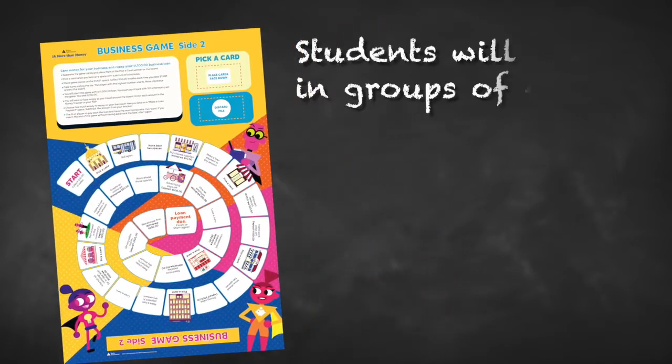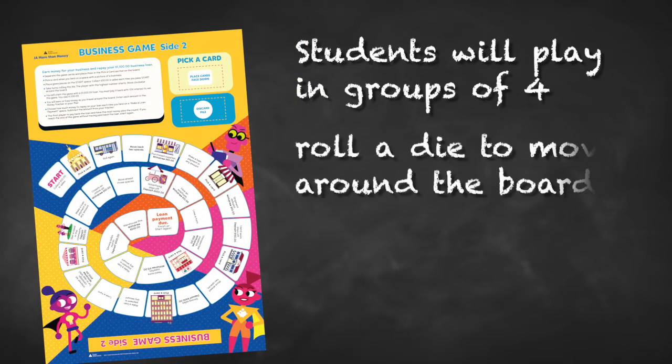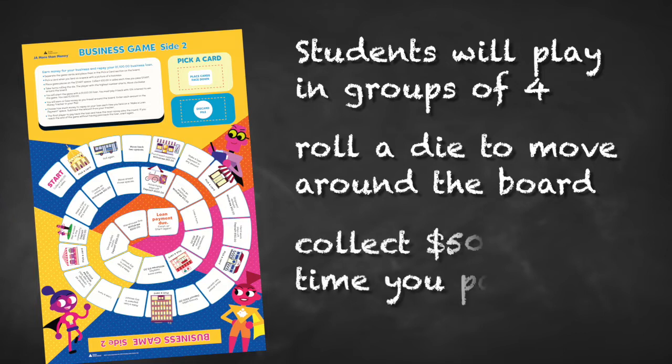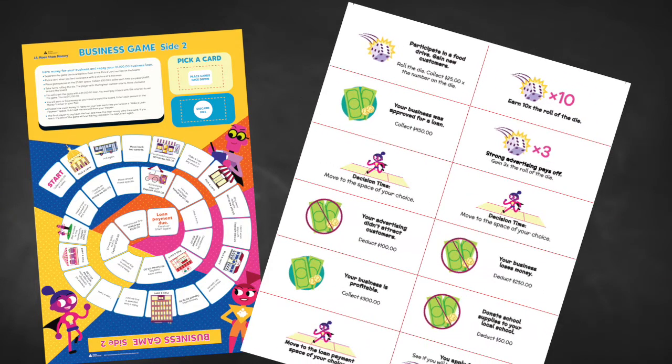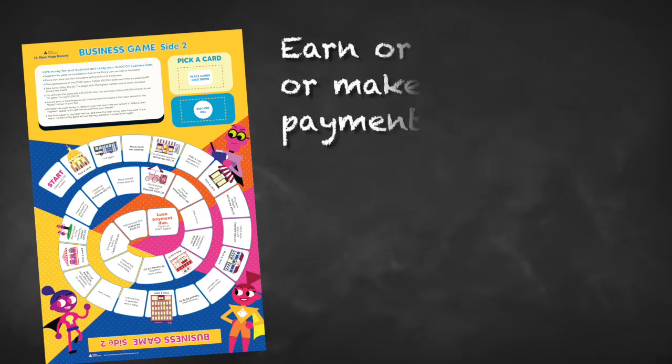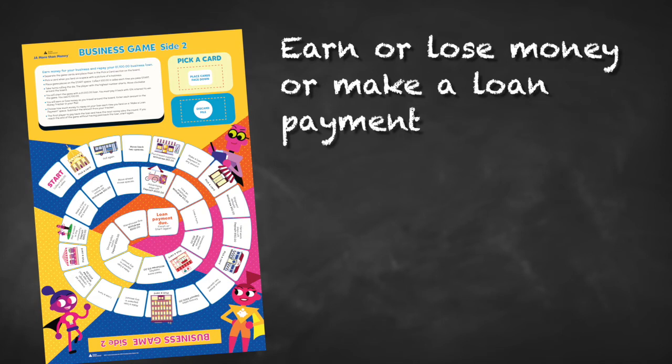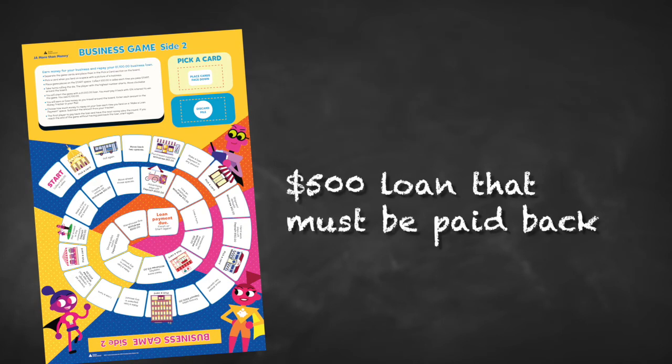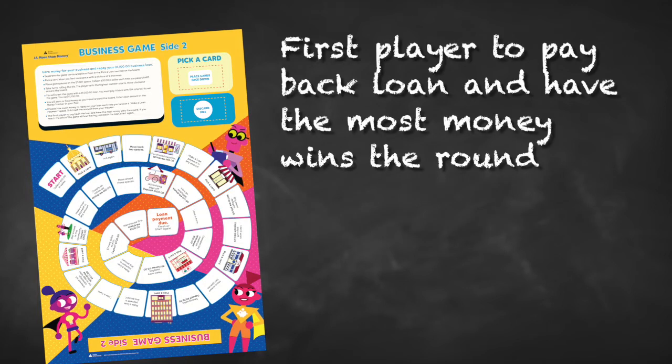Students will play in groups of 4 and roll a die to move around the board. You collect $50 each time you pass start, and pick a card when you land on a space with a picture of a business. Other spaces cause you to earn or to lose money or to make a loan payment. Everyone starts with a $500 loan that must be paid back with 10% interest, and the first player to pay back his or her loan and have the most money wins the round.